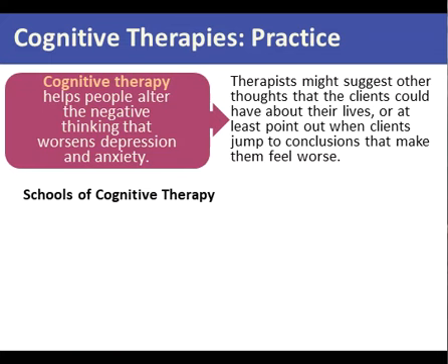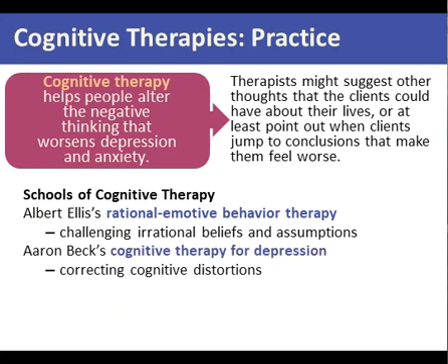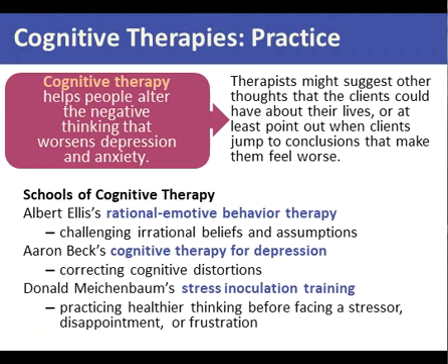Schools of cognitive therapy are Albert Ellis's Rational Emotive Behavior Therapy, challenging irrational beliefs and assumptions; Aaron Beck's Cognitive Therapy for Depression, correcting cognitive distortions; Donald Meichenbaum's Stress Inoculation Training, practicing healthier thinking before facing a stressor, disappointment, or frustration.